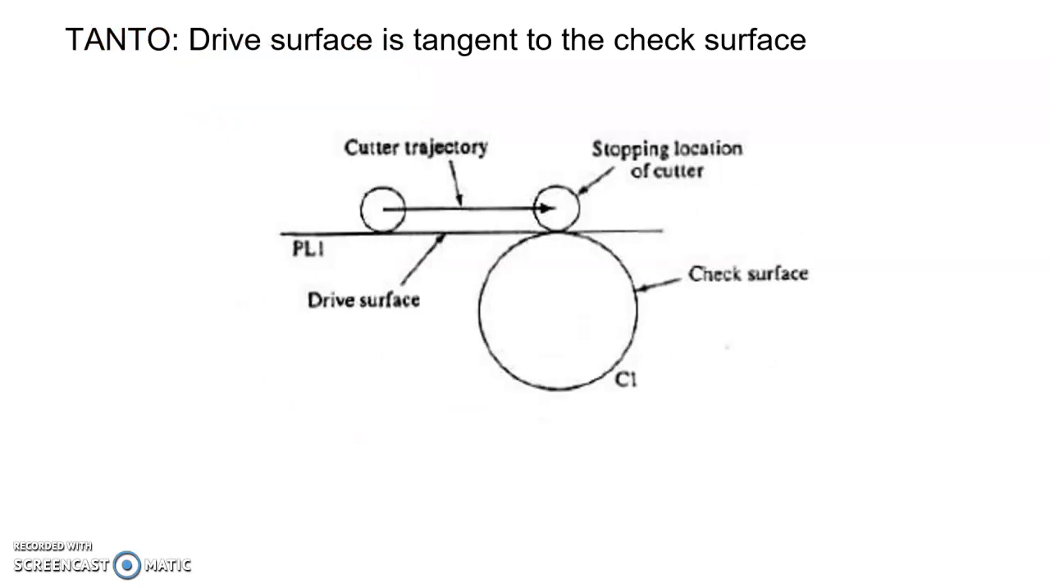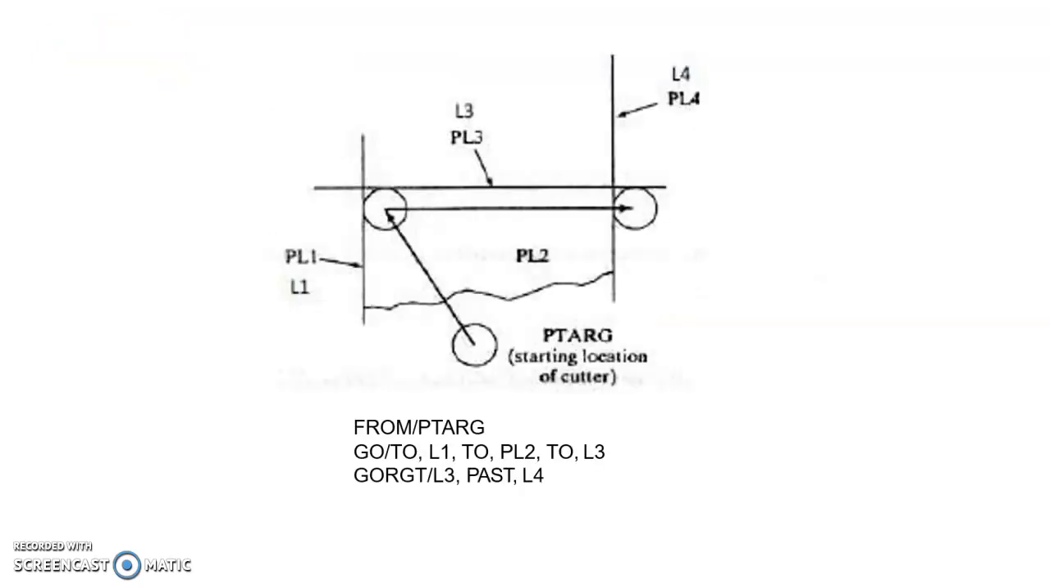Apart from these three, one more APT word we use is TANTO, which means tangent to. Instead of a check surface, the check surface can be defined as a circle. If we define the check surface as a circle, then we have to use this TANTO. That means the tool has to reach a point which is the tangent of that circle to the line, and then the tool has to stop over here. The simple program shows the application of these motion commands. It starts from PTARG.